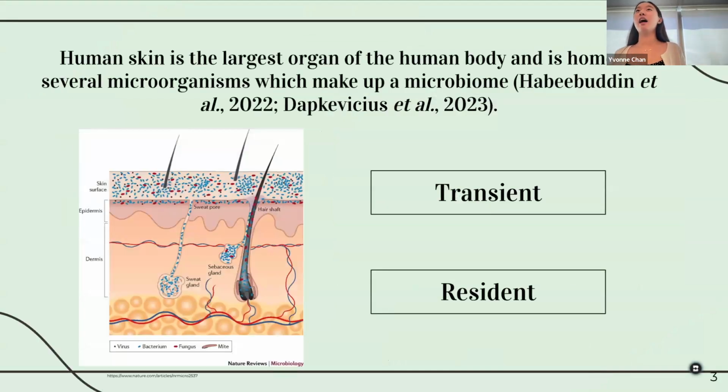First, I would like to provide some background on the human skin. The human skin is the largest organ on the human body and is home to several microorganisms which make up a microbiome. And I would like to talk about the transient, which is the deeper layers of the skin and is the permanent flora in our skin microbiome. And then the resident is the superficial layers of the skin.